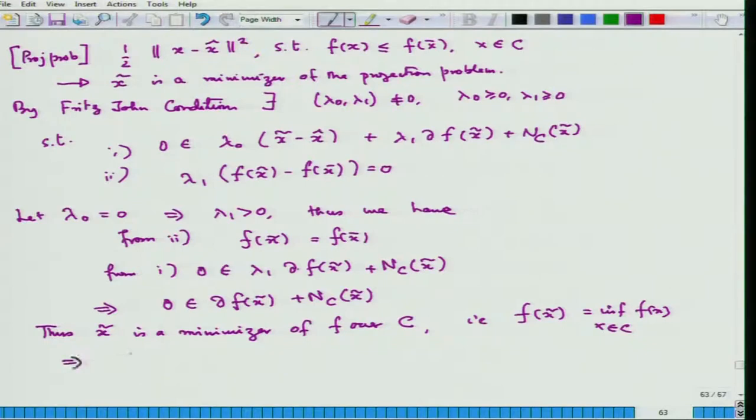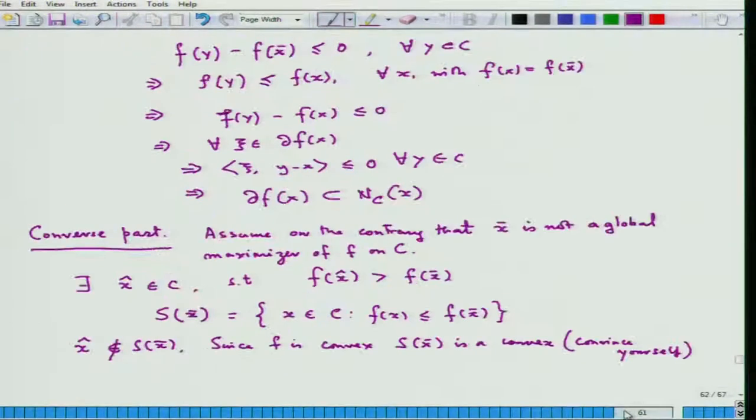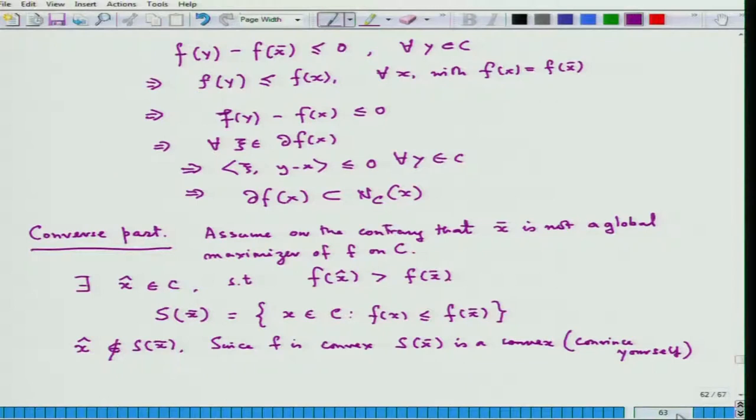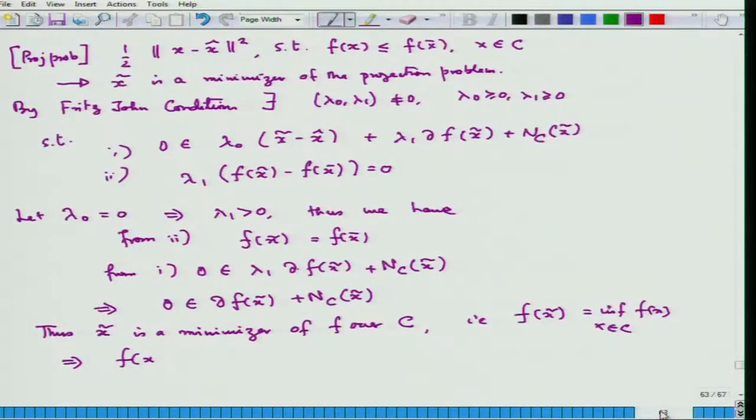but this implies, by the first condition in our result, that f(x tilde) is strictly less than f(x bar), which is a contradiction. So, this would imply a contradiction. Thus, lambda naught is strictly greater than 0.